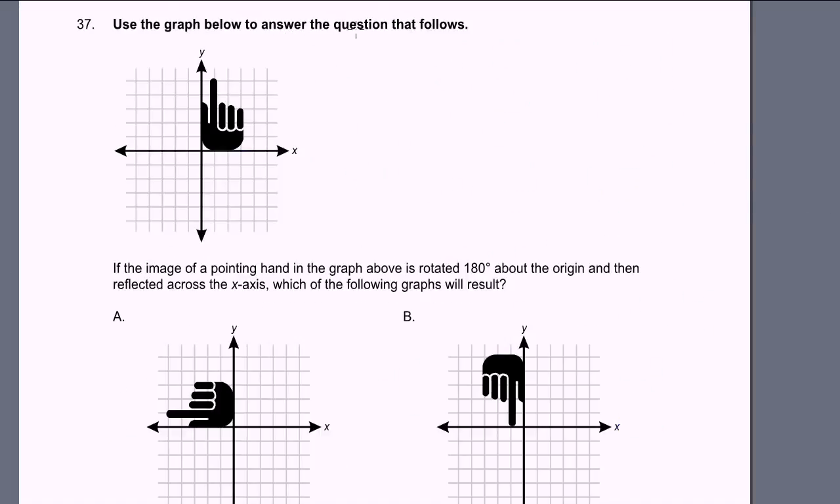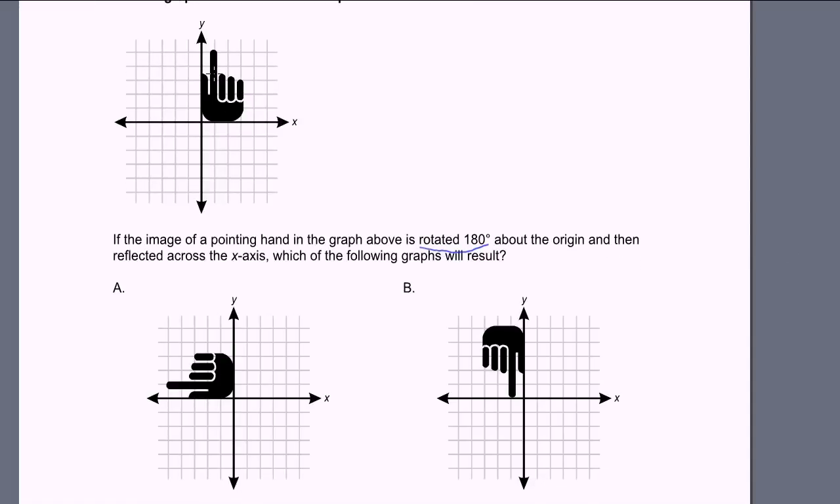Use the graph below to answer the question that follows. All right, we have this little drawing of a hand pointing up. If the image of a pointing hand in the graph above is rotated 180 degrees about the origin and then reflected across the x-axis, which of the following graphs will result?